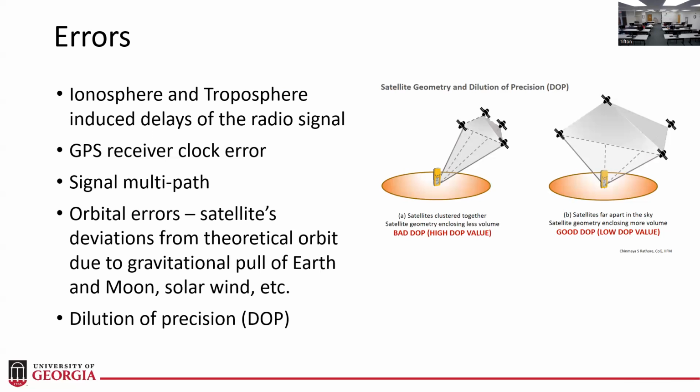The GPS receiver's clocks are synchronized with atomic clocks to try to mitigate that error. The third error is going to be the signal multipath, and I'm going to talk about that in a next slide. Then we have orbital errors, because satellites are supposed to be in a specific orbit, but they sometimes deviate from that orbit because of gravitational pull from Earth, Moon, etc.